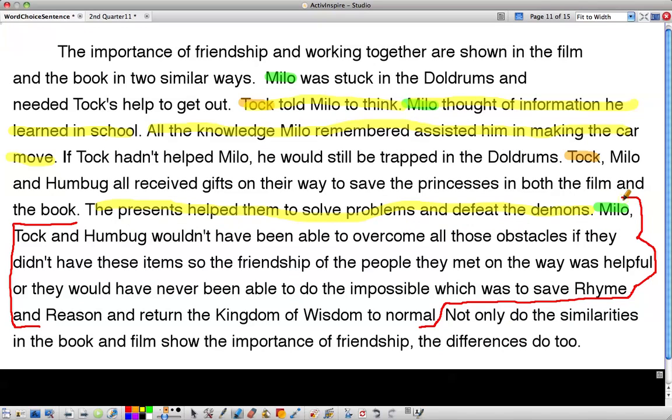Finally, here's that great big monster that I went and circled around here in red. Oh my goodness. Just for fun, I'm going to start reading this sentence again and see if I can get through without running out of breath. Milo, talk, and humbug wouldn't have been able to overcome all those obstacles if they didn't have these items, so the friendship of the people they met on the way was helpful, or they would have never been able to do the impossible, which was to save rhyme and reason and return the king of wisdom to normal. Wow. That sentence almost killed me. The goal of this paper is not to kill me. The goal of this paper is to show me what a great writer you are.